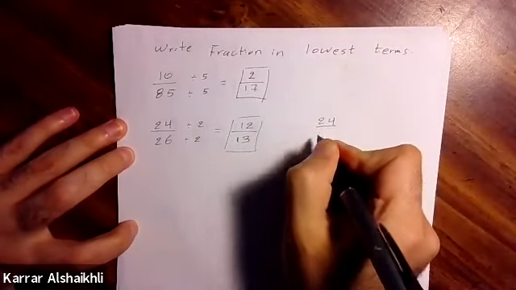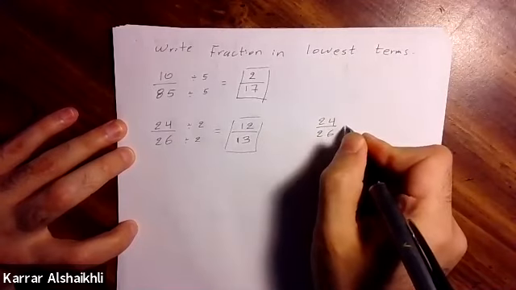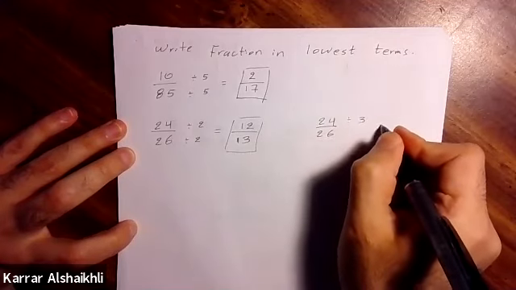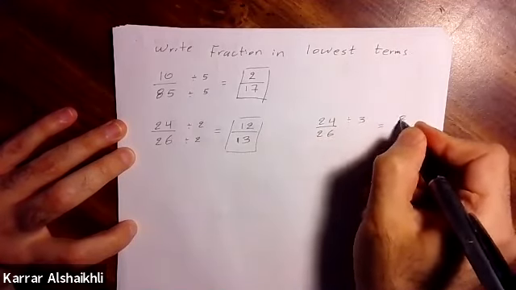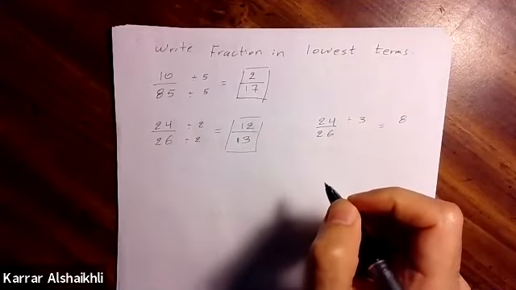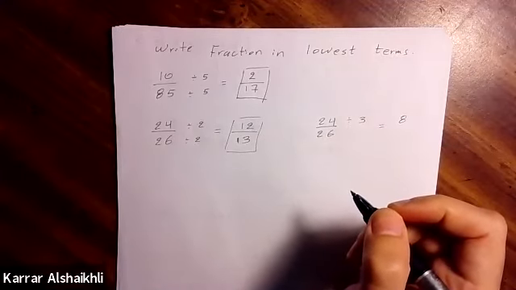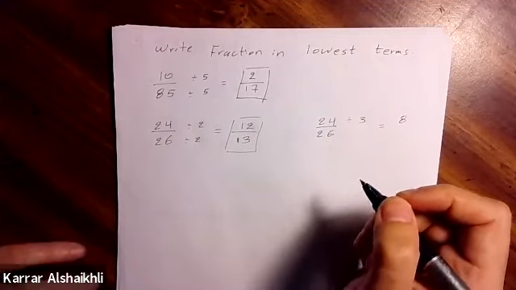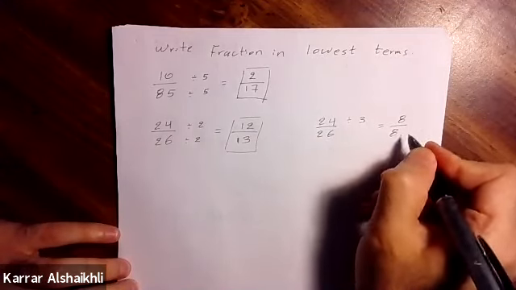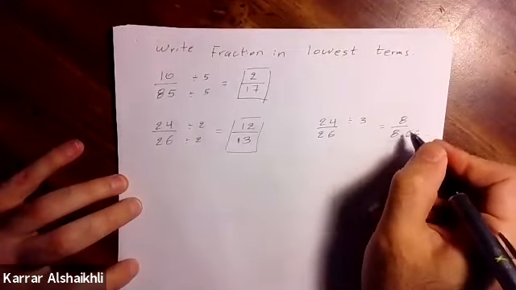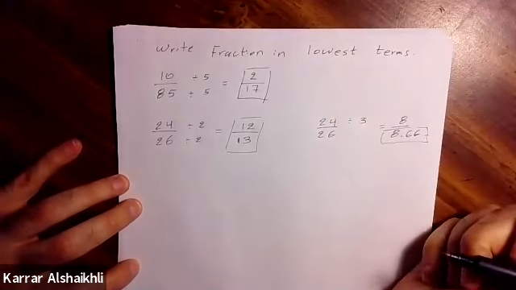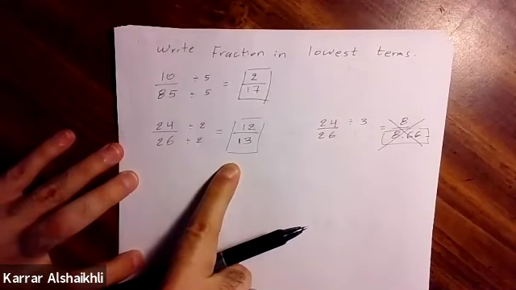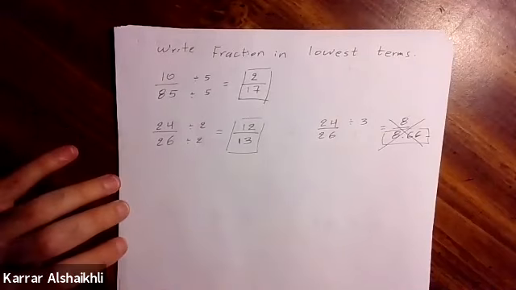If you said 3, can you divide 24 by 3? Yes, it's going to be 8. But can you divide 26 by 3? Yes or no? No, it's going to be 8.66. We can't write down a decimal number with the fraction. So this is wrong. So this is the right solution. So always start from the smallest number and keep going up, up, up.